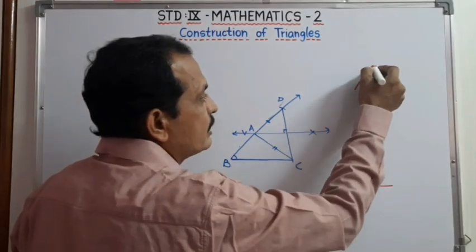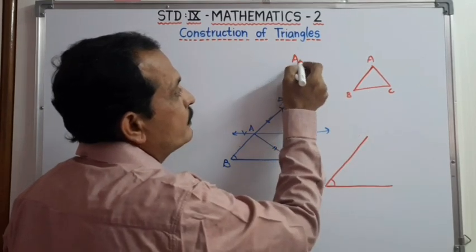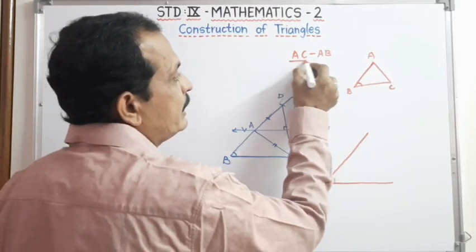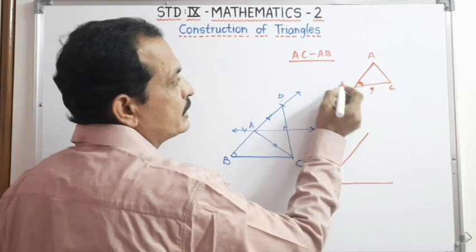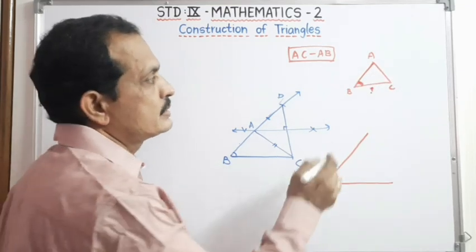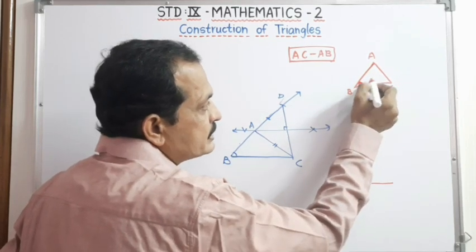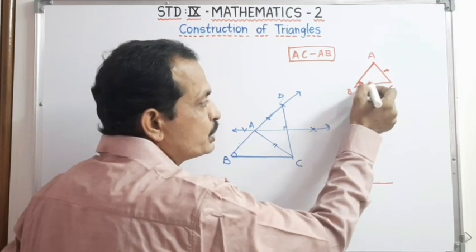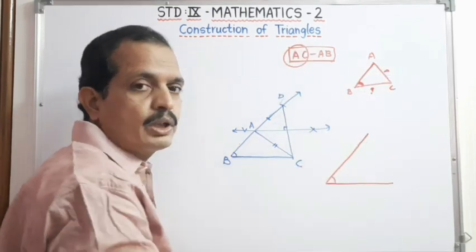See, suppose this triangle ABC is there. In this case, if AC minus AB, in this triangle ABC, that means the base is given, one base angle is given and the difference between two sides is given. In this case, AC minus AB is given. That means the side AC is opposite to the given angle. The side opposite to the given angle is the greater one. At that time we have to do the construction.